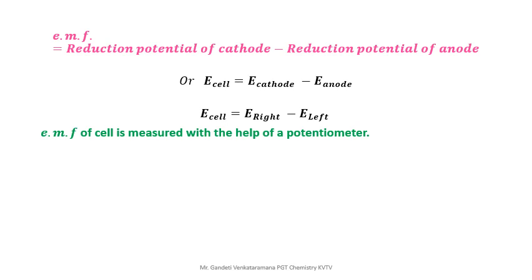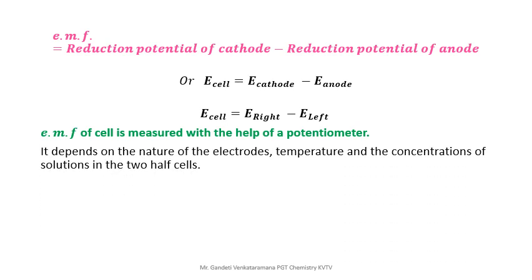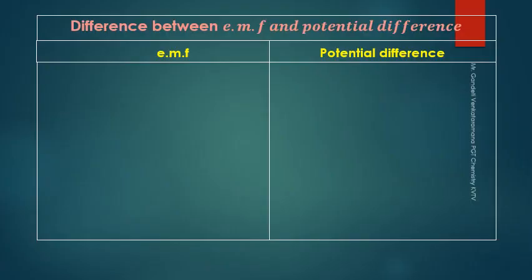EMF of a cell is measured with the help of a potentiometer. EMF depends on the nature of the electrodes, temperature and the concentrations of solutions in the two half cells. We will see later. Next, differences between EMF and potential difference. The differences are very important. Left hand side EMF, right hand side potential difference.